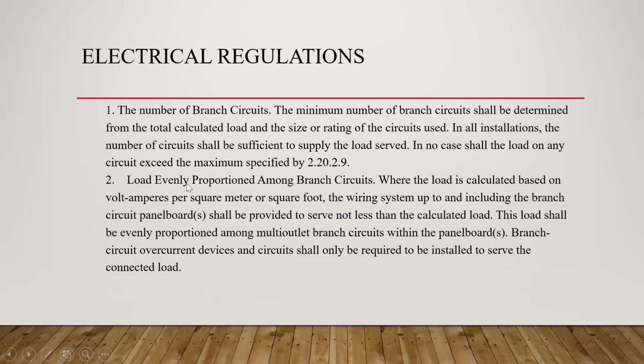Number 2, load evenly proportioned among branch circuits. Where the load is calculated based on volt-amperes per square meter or square foot, the wiring system up to and including the branch circuit panel boards shall be provided to serve not less than the calculated load. This load shall be evenly proportioned among multi-outlet branch circuits within the panel boards. Branch circuit overcurrent devices and circuits shall only be required to be installed to serve the connected load.